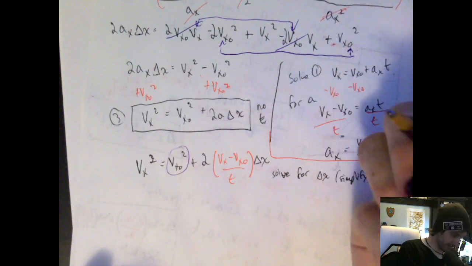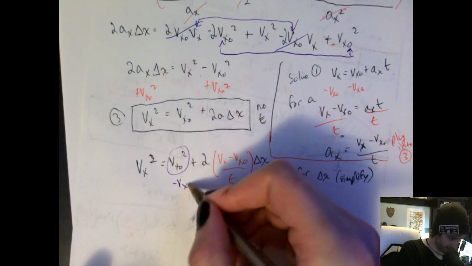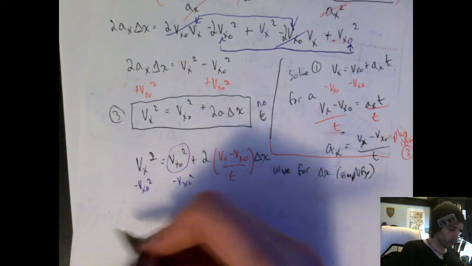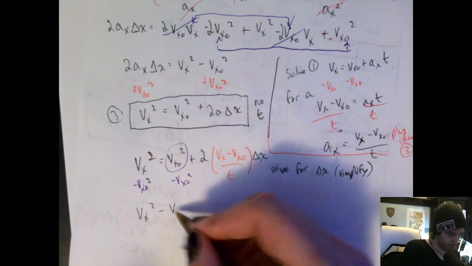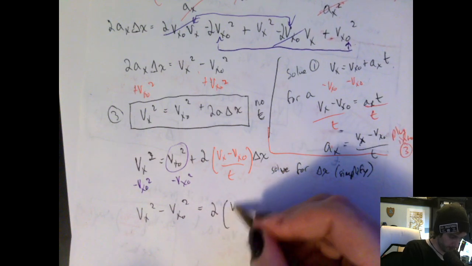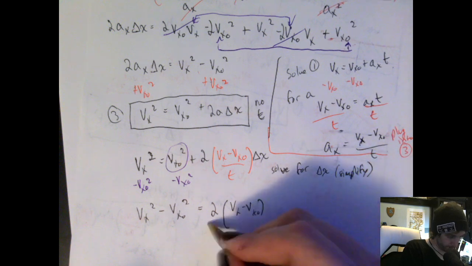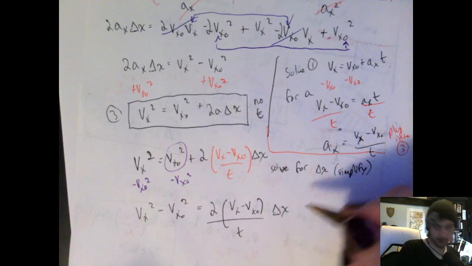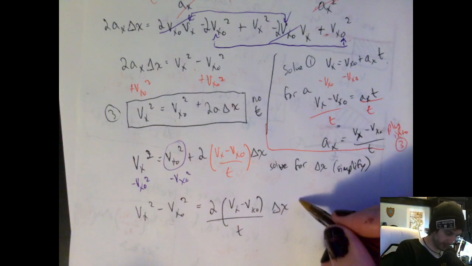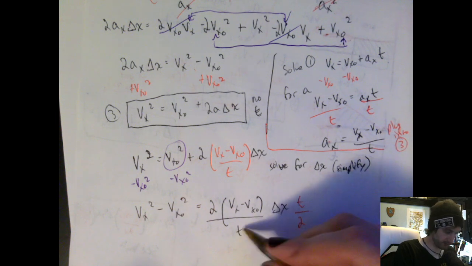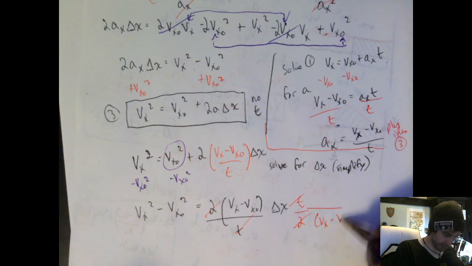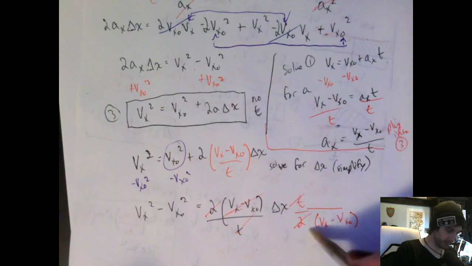I need to move everything without a delta x over to the other side. So I'm going to subtract off Vx naught squared from both sides. So we'll have Vx squared minus Vx naught squared equals 2 times Vx minus Vx naught divided by time times delta x. 2 more steps. One of them is to just get delta x alone, and then the last one is to simplify. I need to multiply each side by time to cancel out the time. I need to divide each side by 2 to cancel out the 2. I need to divide each side by Vx minus Vx naught to get rid of the Vx minus Vx naught.